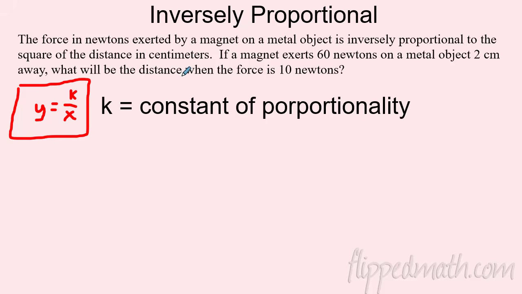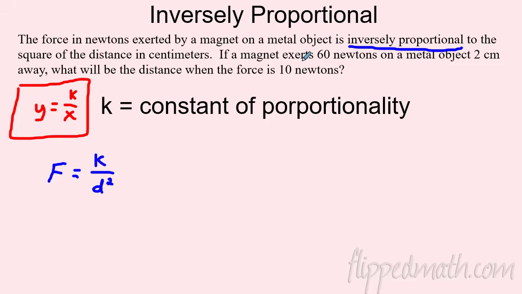So, example, the force in newtons exerted by a magnet on a metal object is, here's the key, as soon as you see inversely proportional, we're thinking this formula right here. Then write what you know. You have a force. The magnets have some kind of force, so I'll call it F. I know it's going to be K over something because that's what inversely proportional means. It says the square of the distance. I can square a distance. So again, don't freak out. Just set it up with some letters. Then we're going to plug stuff in.